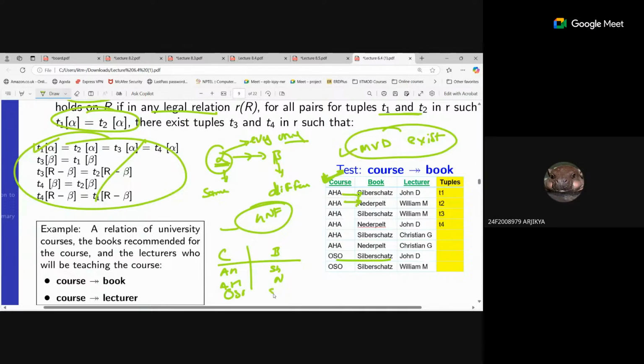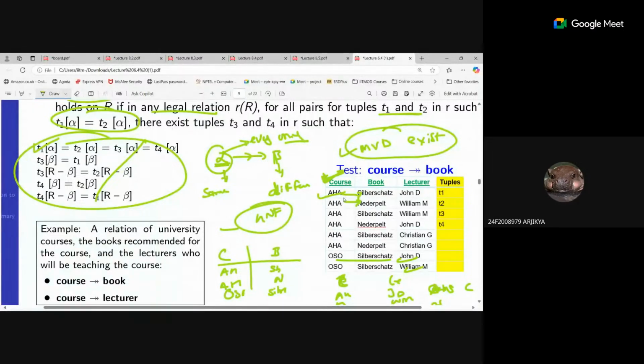And for the other table, we'll have course and lecture: AHA and John D, AHA and William M, and here again AHA and Christian G, and OSO also John D and William M. That's it. Now when you join these tables, you are going to get this entire table, right?